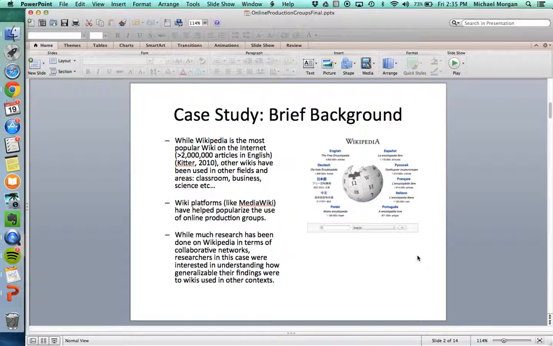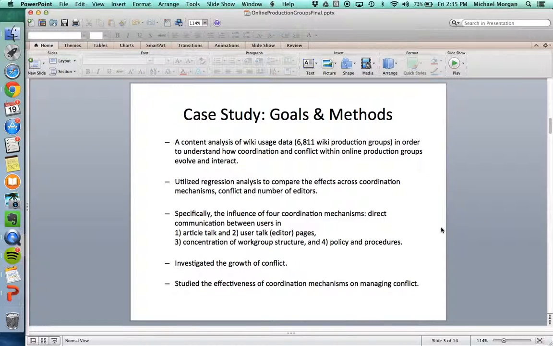While much research has been done on Wikipedia in terms of collaborative networks, researchers in this case were actually interested in understanding how generalizable their findings were to wikis used in other contexts. So the goals of this case were really to understand how coordination and conflict evolve and interact within online production groups. They undertook a content analysis of wiki usage data, looking at more than 6,800 wiki production groups. For the most part, they utilized regression analysis to compare the effects across coordination mechanisms and conflict. They also looked at number of editors, among some other variables.